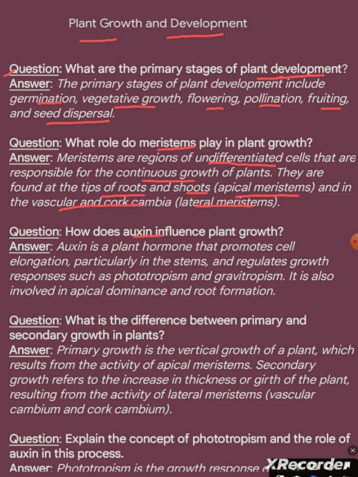Question 3. How does auxin influence plant growth? Answer. Auxin is a plant hormone that promotes cell elongation, particularly in the stems, and regulates growth responses such as phototropism and gravitropism. It is also involved in apical dominance and root formation.